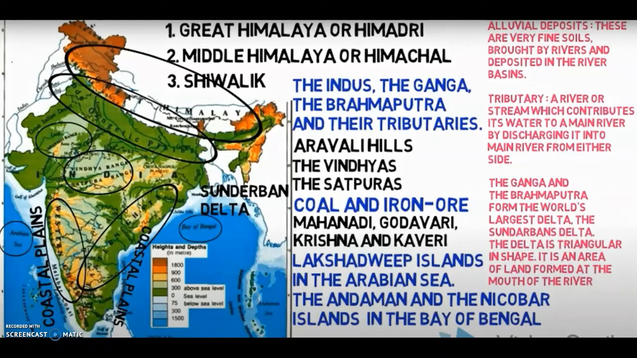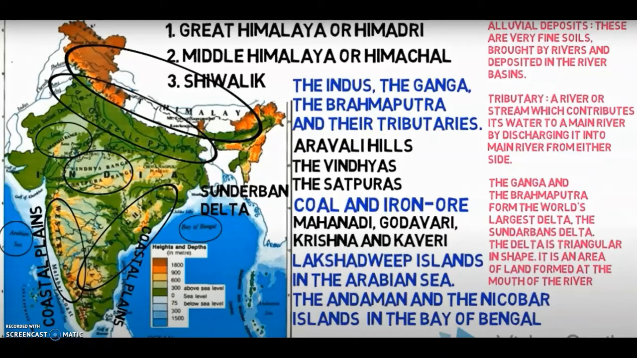Okay, then to the west of the Western Ghats and the east of the Eastern Ghats lie the coastal plains. The western coastal plains are very narrow. Look at the picture, children. The eastern coastal plains are much broader.